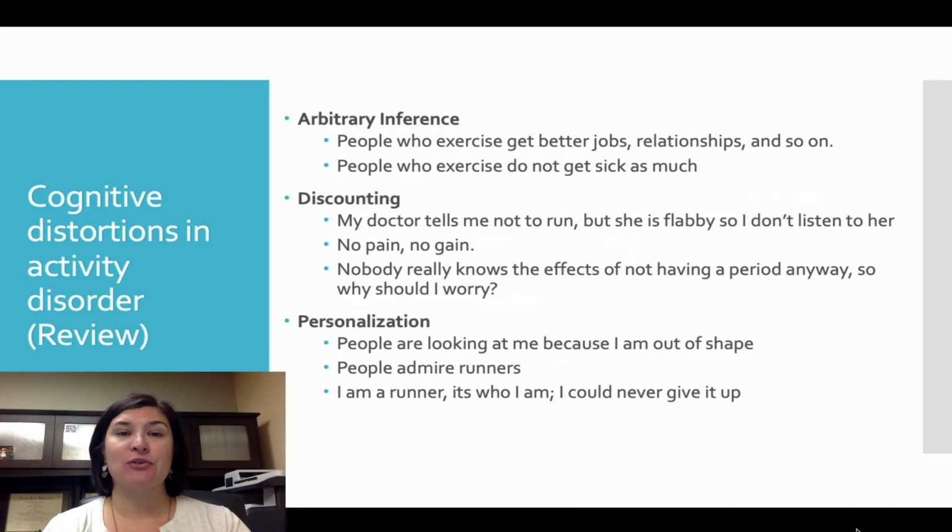Some other cognitive distortions include arbitrary inference. People who exercise get better jobs, relationships, and so on. People who exercise do not get sick as much. Or discounting. My doctor tells me not to run, but she is flabby, so I won't listen to her anyway. Personalization. People are looking at me because I am out of shape. People admire runners. I'm a runner, it's who I am, I would never give up.